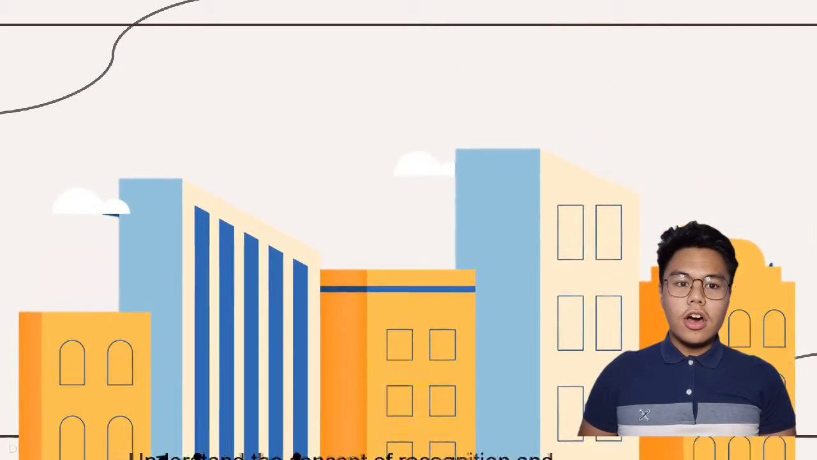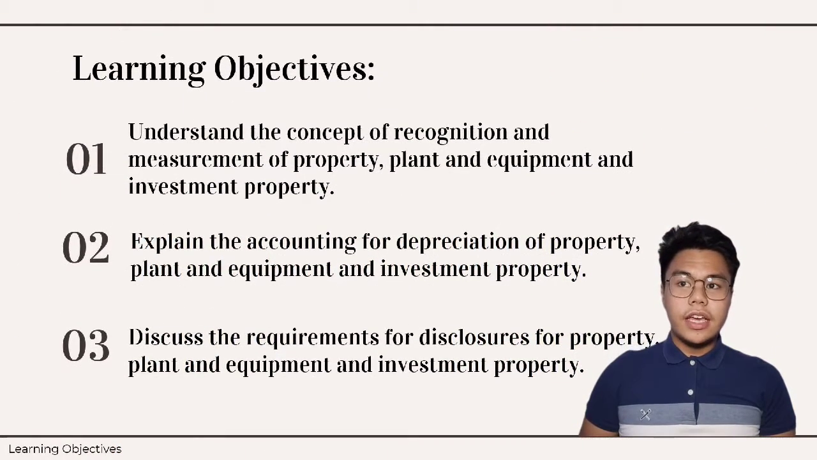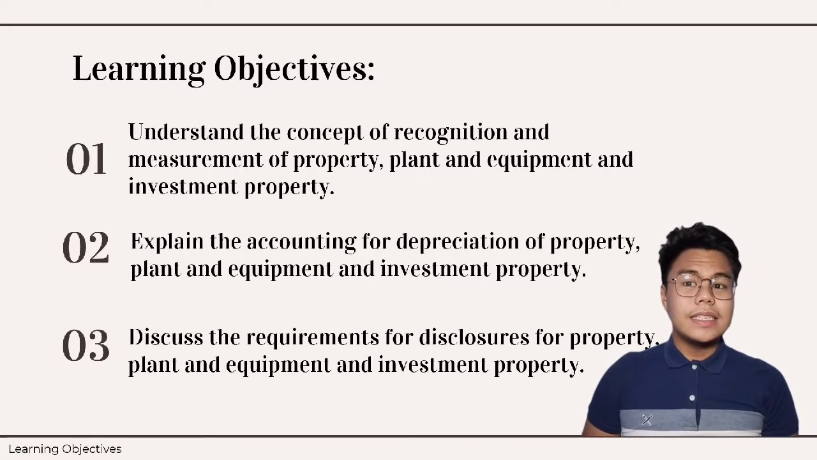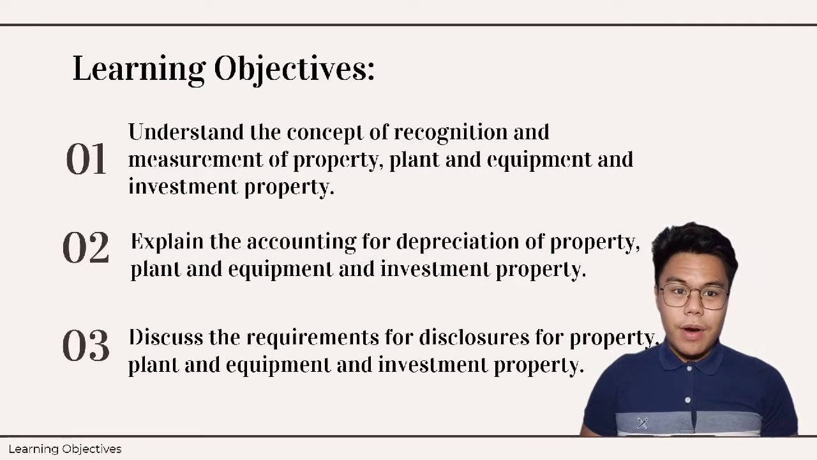The following are the learning objectives. First, understand the concept of recognition and measurement of property, plant, and equipment and investment property. Second, explain the accounting for depreciation of property, plant, and equipment, as well as investment property. Third, discuss the requirements for disclosures for property, plant, and equipment and investment property.